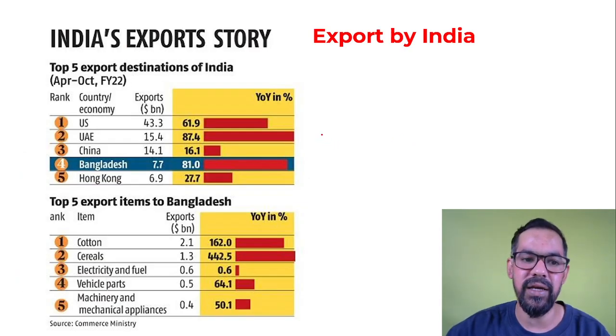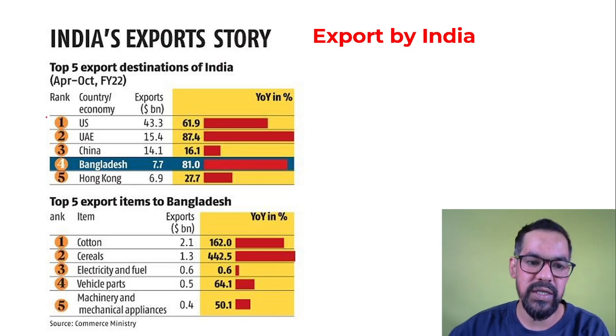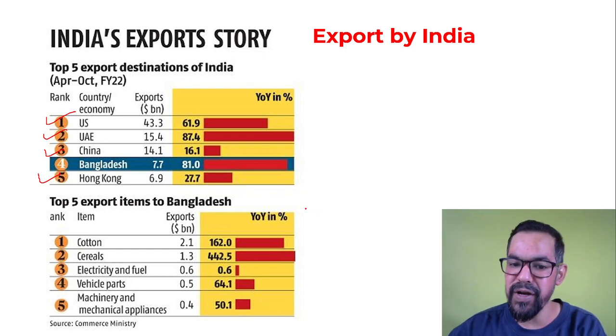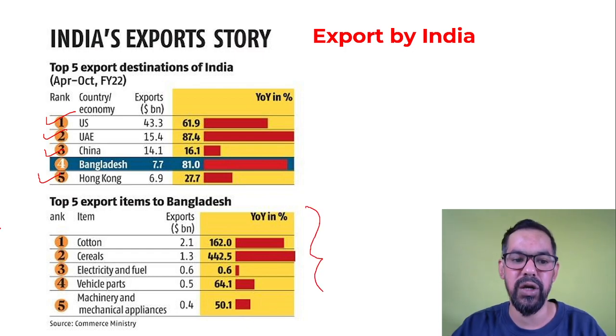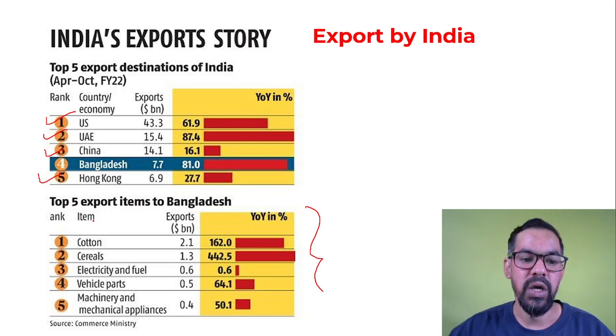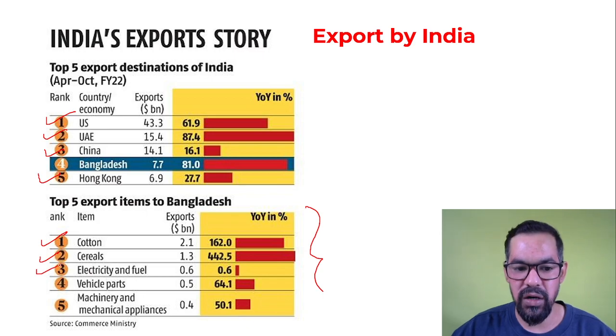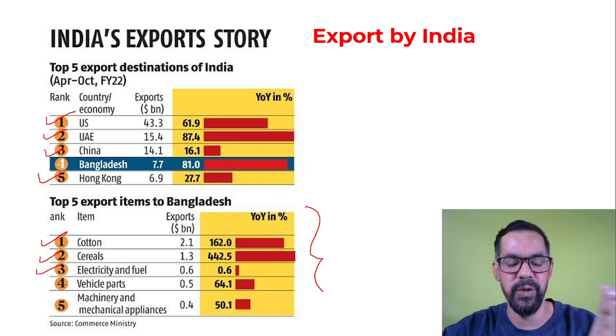In the overall data, the US is on top, then UAE, then China, Bangladesh and Hong Kong. Apart from Netherlands, we have Bangladesh as well, as per another report in financial year 22, where we generally sell cotton, cereals, electricity, fuel and all these things.